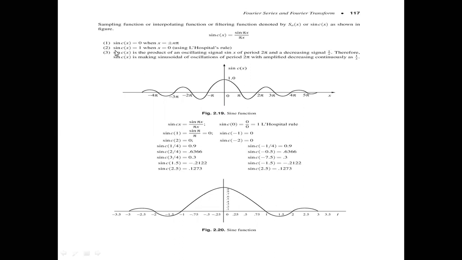And this is a sinc function, my dear students. Sinc, and not sine, is sinc only. The sinc is equal to 1 when x is equal to 0. So here x is equal to 0, and the sinc function is 1. Sinc is equal to 1 when x is equal to 0 by using the L'Hospital rule.